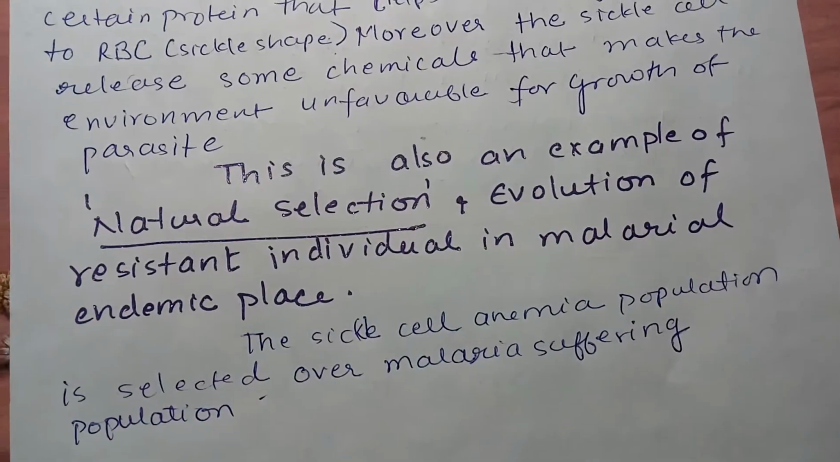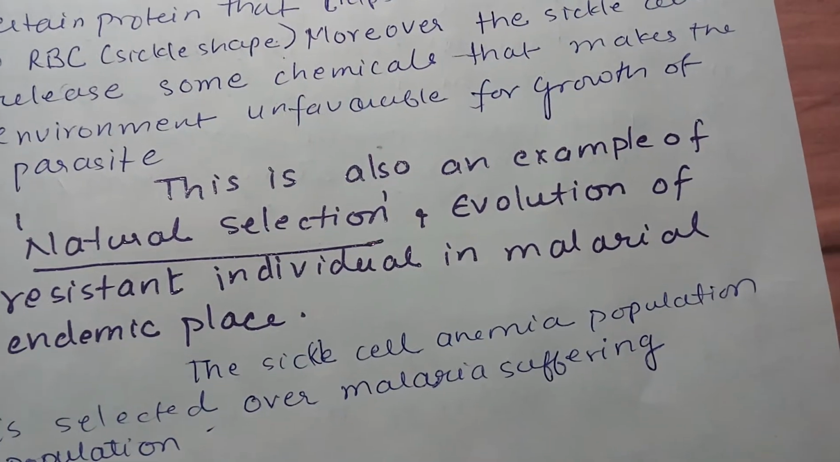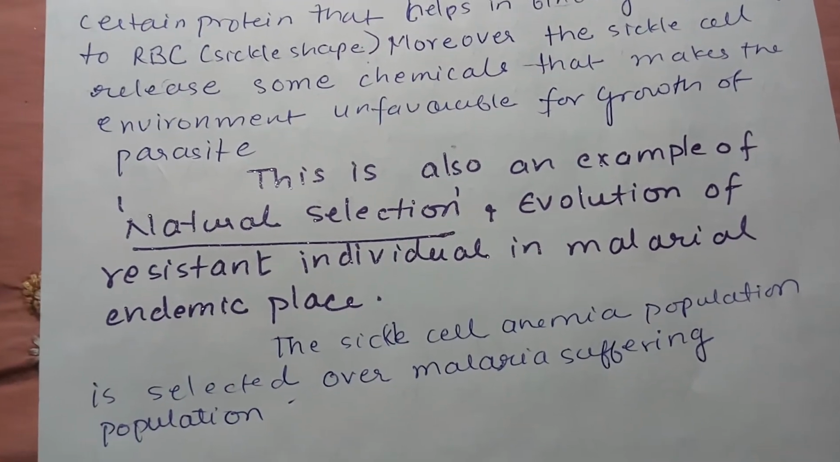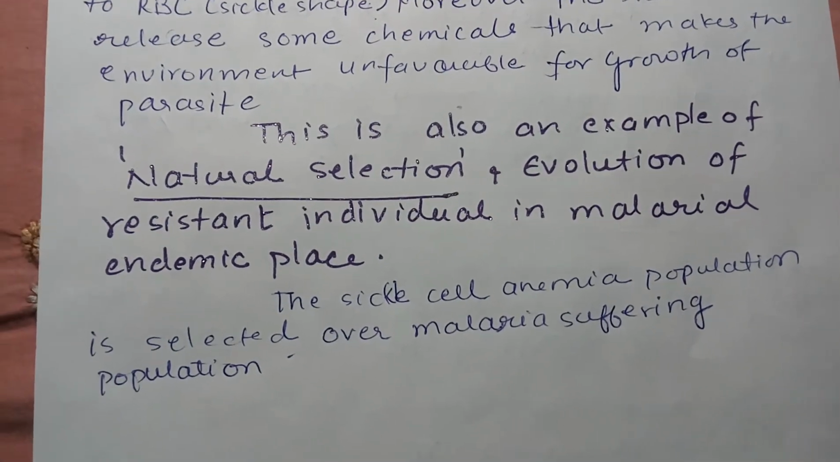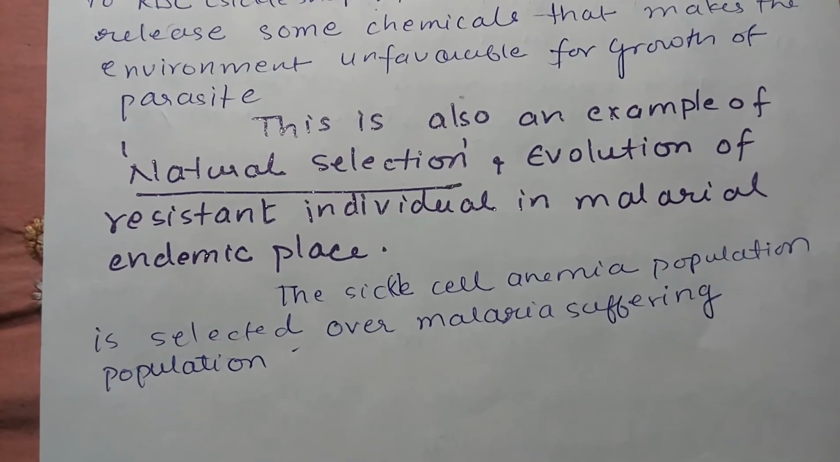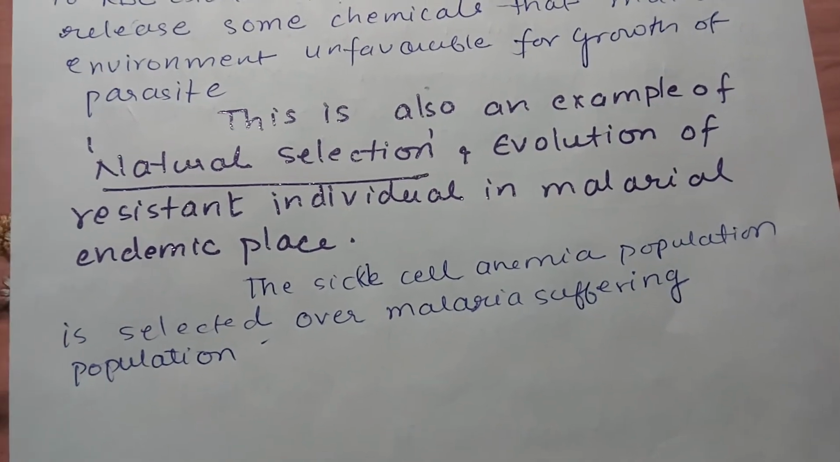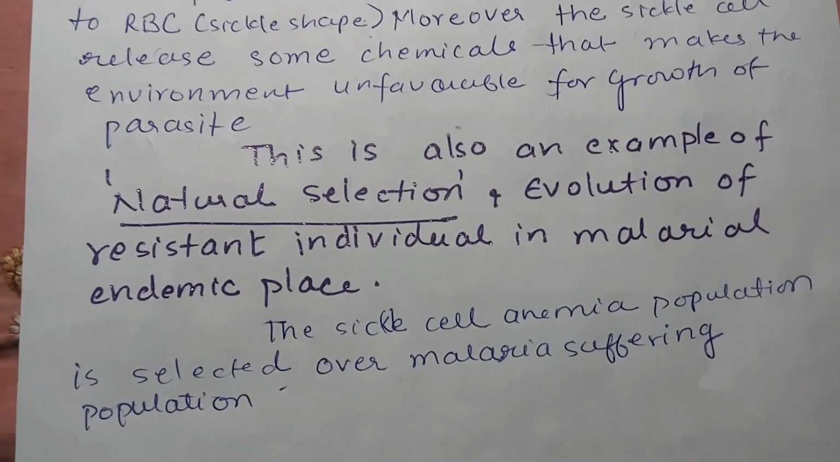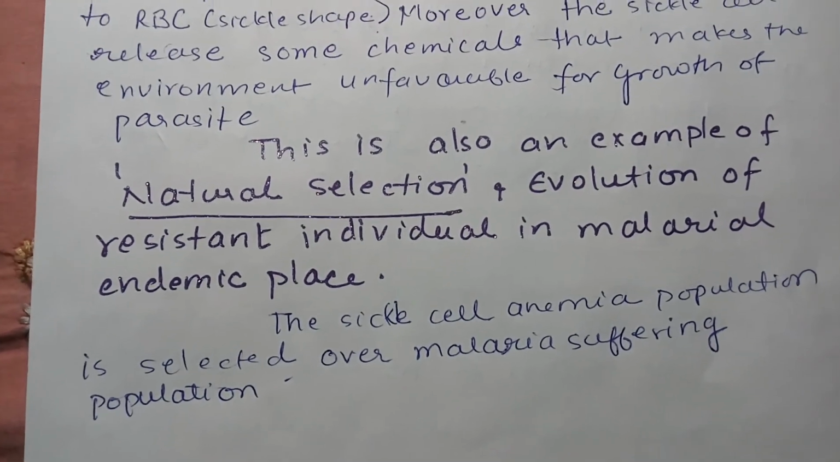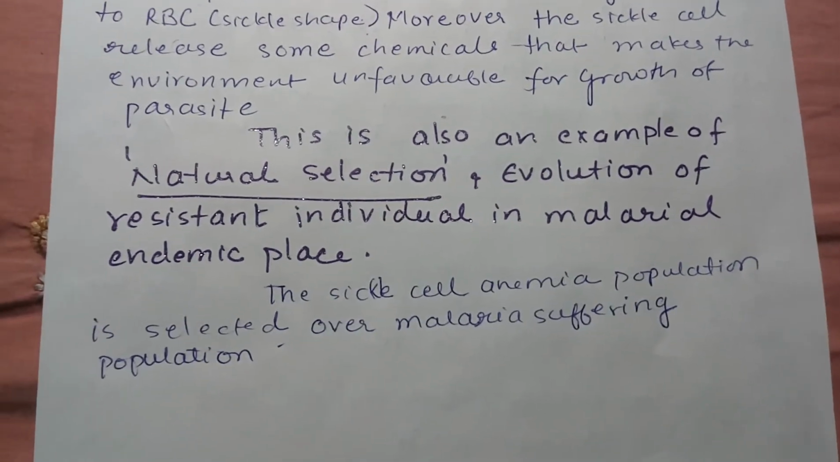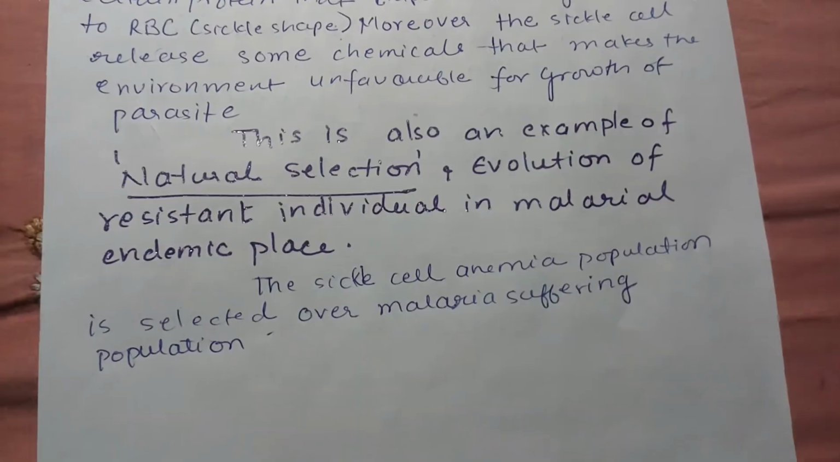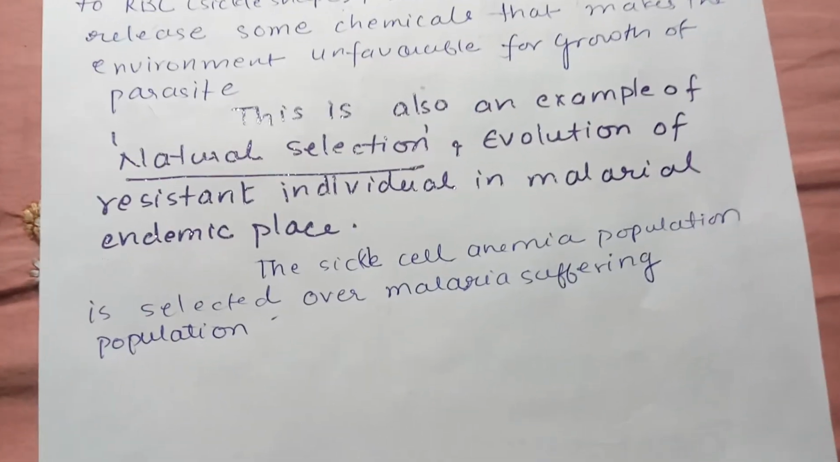Now this is an example of natural selection, or evolution by natural selection, because here the sickle cell anemia population is selected over the malaria-suffering population. So it is very common in places where malaria is endemic. So again, this is an example of evolution.